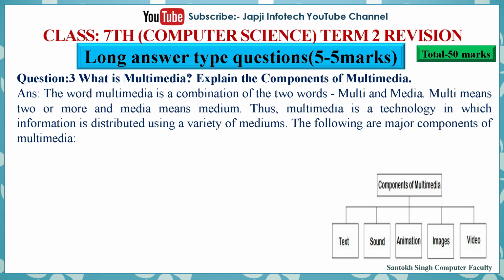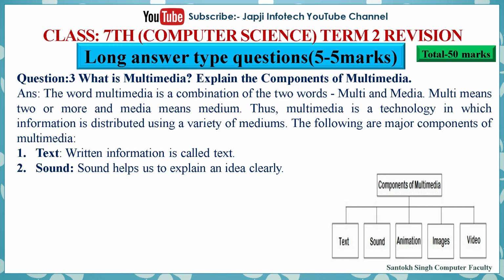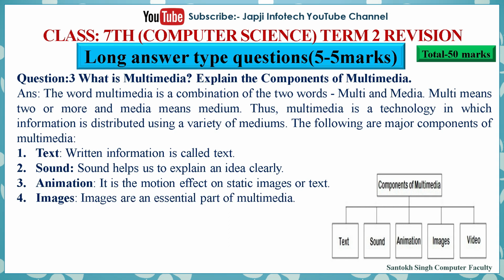The following are the major components of multimedia. The first one is text. Written information is called text. Second one is sound. Sound helps us to explain an idea clearly. Third one is animation. It is a motion effect on static images or text. Fourth one is images. Images are an essential part of multimedia. Fifth one is video. Video contains motion picture as well as sound.